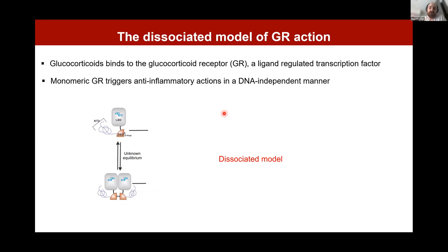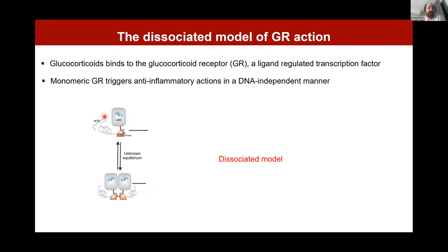So taking that into account, a model has been built on glucocorticoid receptor action called the dissociative model of GR action. So glucocorticoids bind to a protein called the glucocorticoid receptor, which is a ligand-regulated transcription factor. And the dissociative model states that GR, which is in this cartoon, is a protein that has 3 structural and functional domains. It has an N-terminal domain, which is intrinsically disordered, a DNA binding domain, which is the part that binds DNA, and a ligand binding domain, which is the part that binds ligand and interacts with several cofactors.